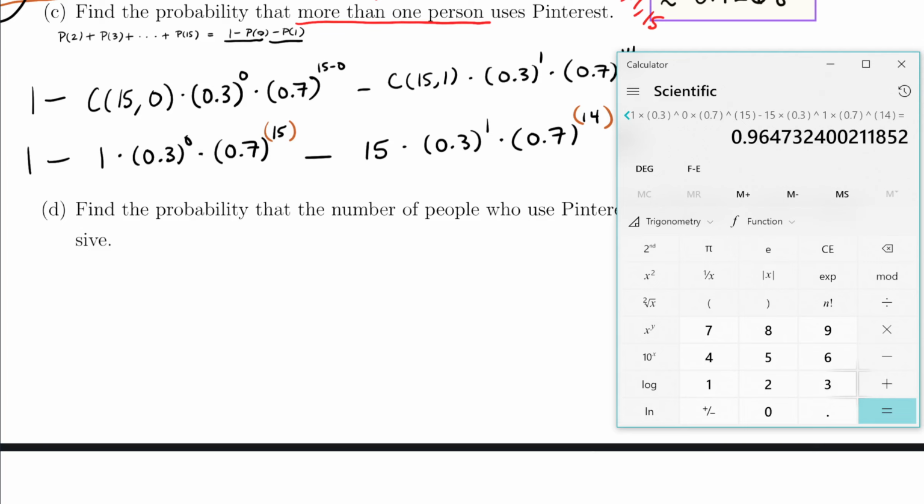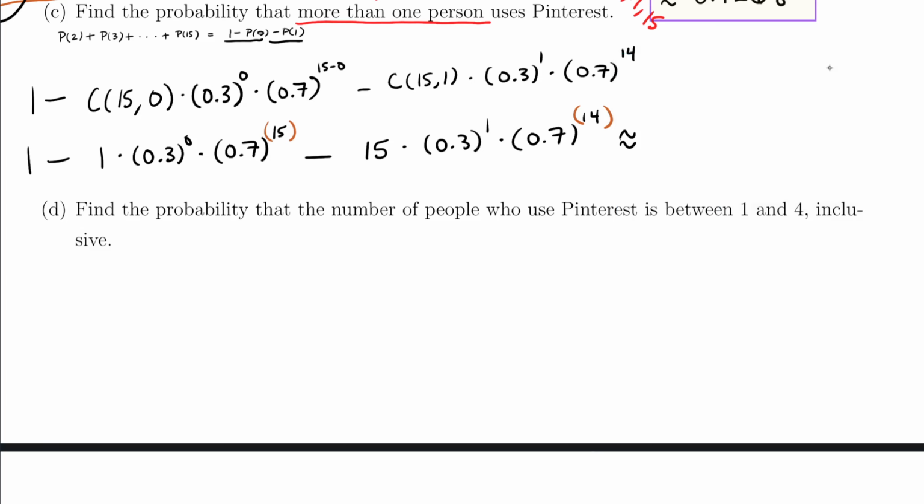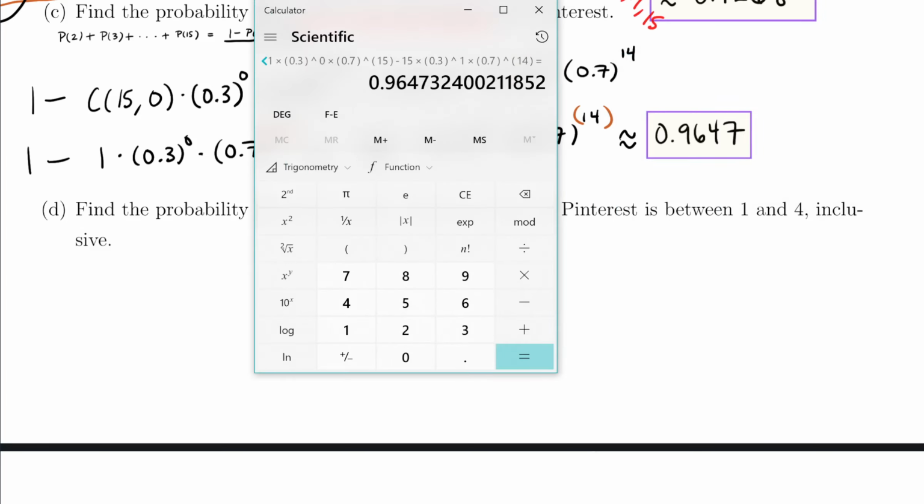0.96473 continuing. We know it said round to 4 decimal places, so that's 9647. Look past it. 5 or greater round up, less than 5 stay the same. It is less than 5 because it's a 3, so we stay the same. So rounded, this is probability of 0.9647. So that would be our probability for this one.